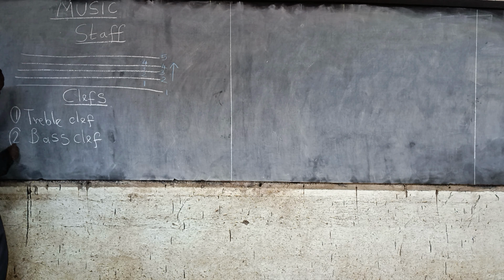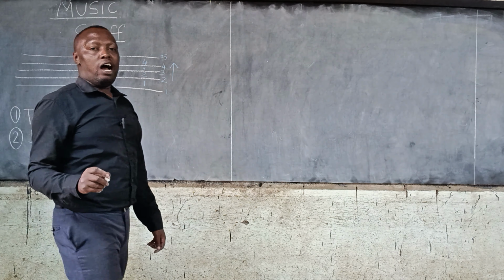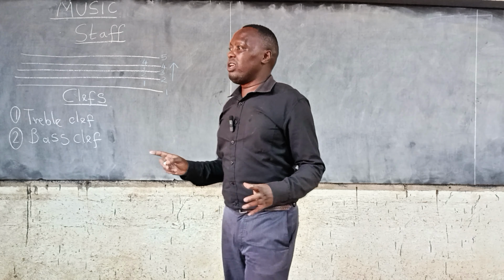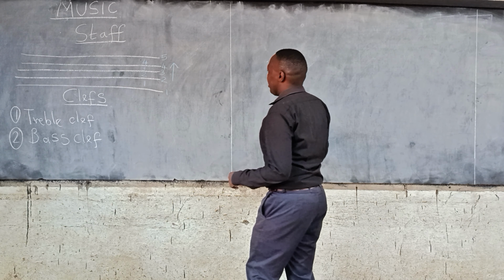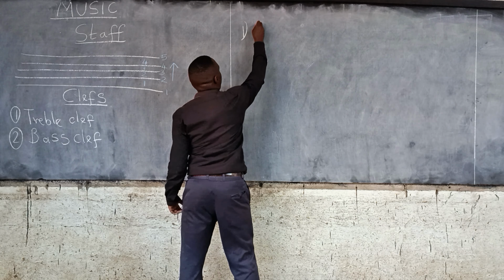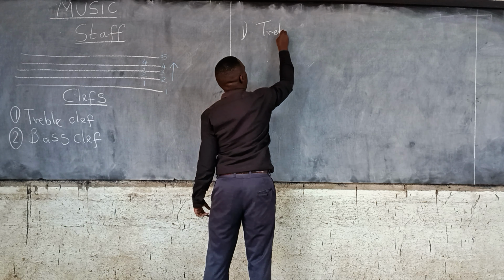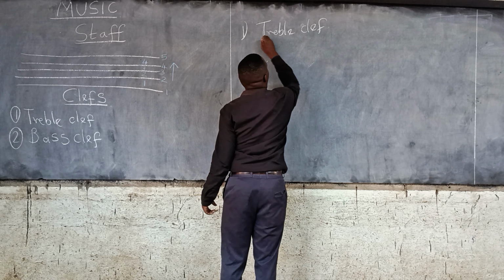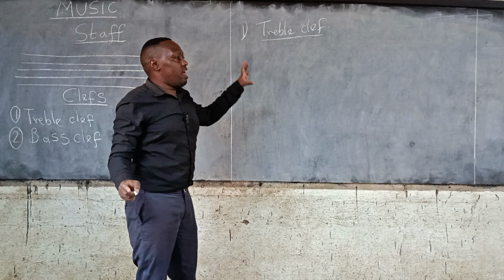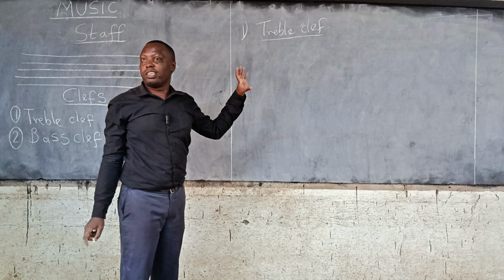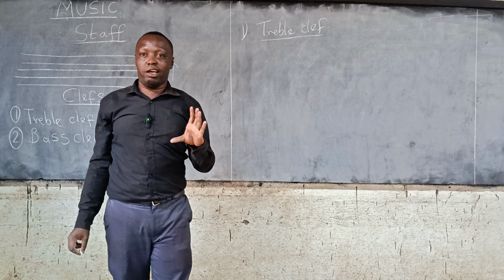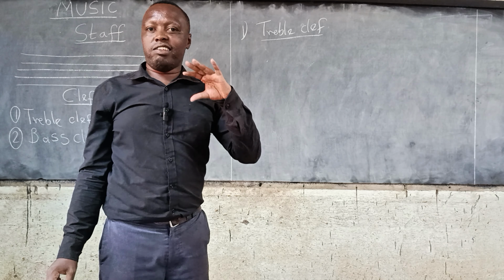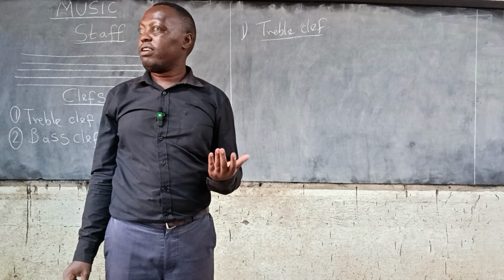So now I want us to understand more about them. Here we are going to deal with the first one, which is treble clef. That's our first thing that you're going to deal with. For our treble clef, there is a way it is drawn on a staff.